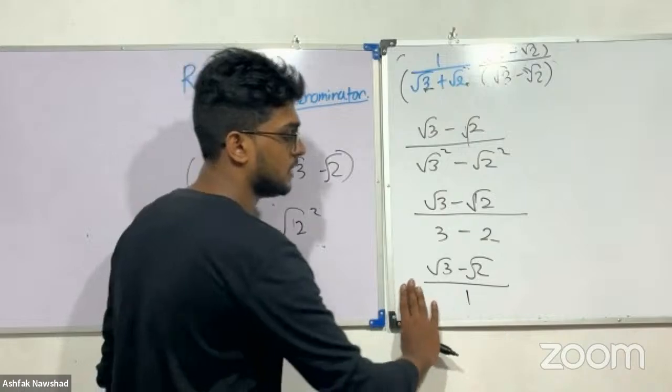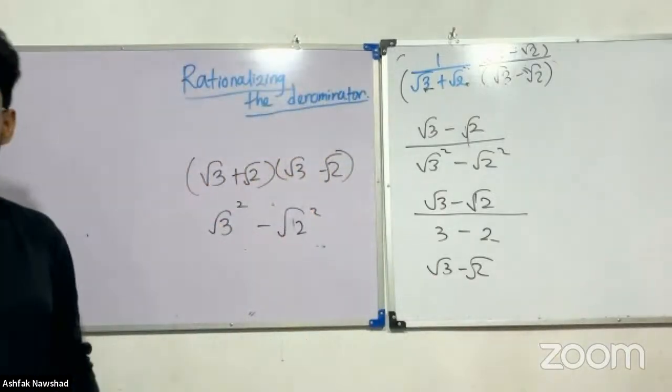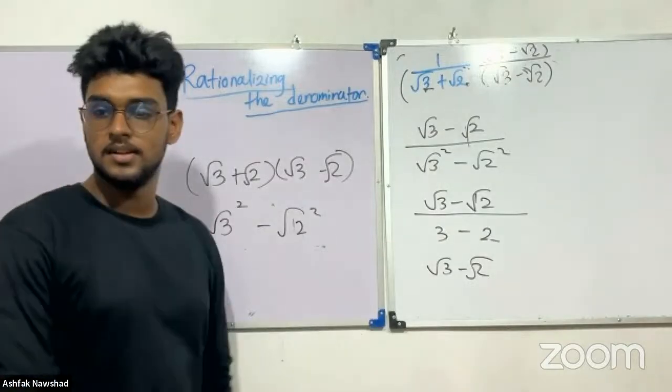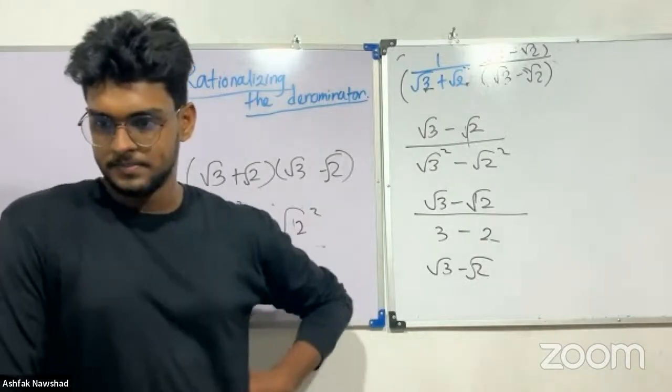See, that's rational. So we don't even have to write the denominator, because 1 as a denominator means the denominator is not even considered. See, the denominator is rationalized. Do you understand?